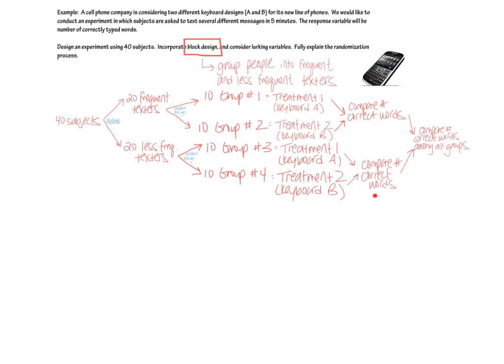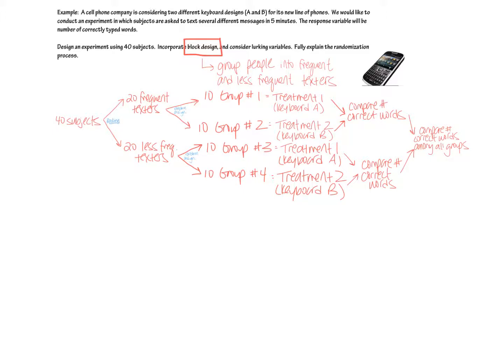I'm going to do the same thing with the people that are not good at texting. Treatment 1 versus treatment 2: how many of them think that keyboard A is better? How many of them did better with keyboard B? And then what I'm going to do is compare both of those results that I came up with amongst all groups, and that is how I'm going to answer the cell phone company's question of which keyboard we should implement.